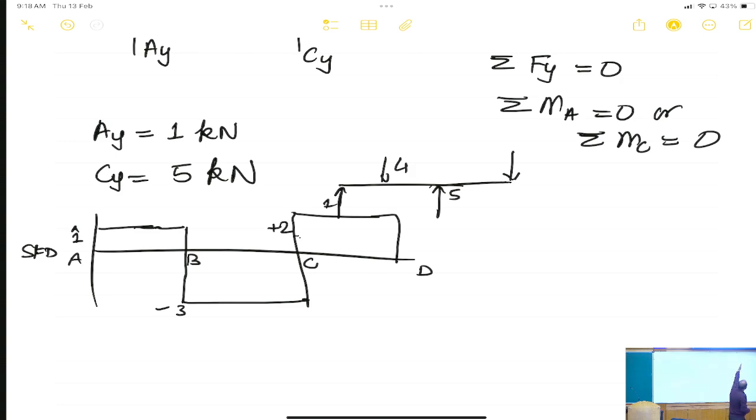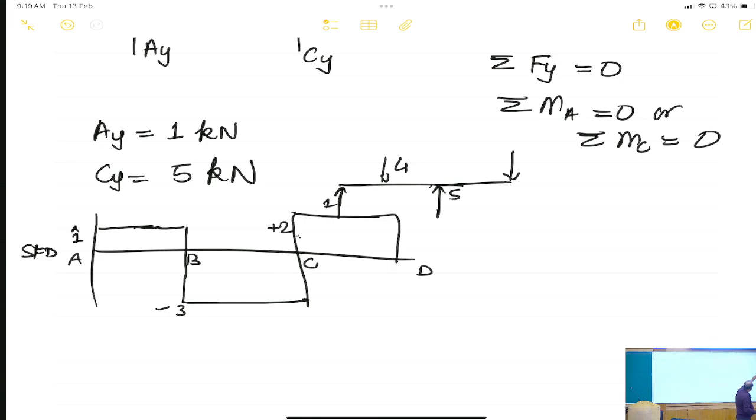Then the next eventful point is point B. At point B, we have a force of minus 4 kilonewtons. So, on all sections to its right, it adds minus 4. There is already a plus 1. So, it becomes minus 3.